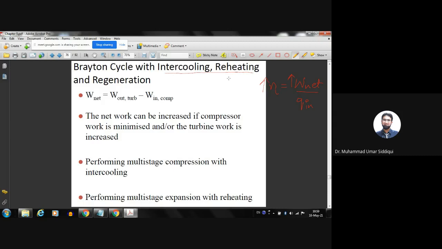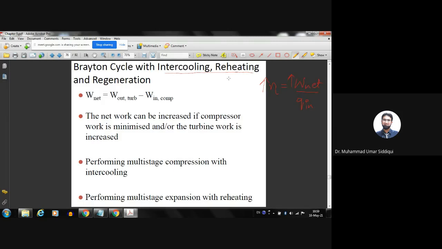Less amount of energy will be needed to pressurize the gas. So what we do is that instead of pressurizing the gas in one step or in one stage, we do intercooling in between. We do the pressurization of the gas in multiple stages, and between each stage we do intercooling.